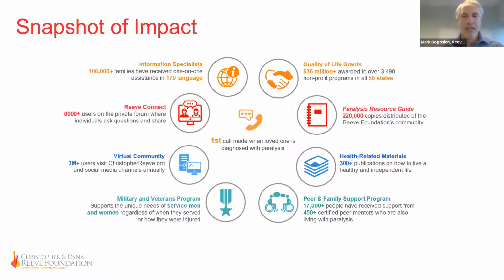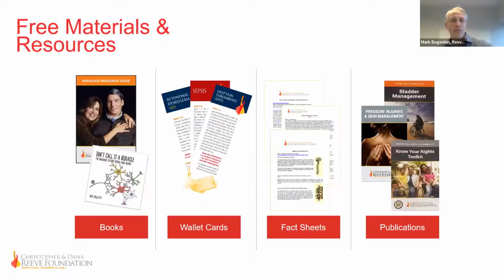And then just lastly, the National PRC provides free health-related resources and materials. And I'll show you what some of those just look like. Now, all of these resources are free, including our flagship publication, the Paralysis Resource Guide. We have wallet cards on sepsis, deep vein thrombosis, and other secondary conditions. There are publications on bladder and bowel management, pressure injuries, and even advocating for the rights of children living with paralysis. And we invite you to reach out to us for any and all of these materials that are on our website, either for your organizations or even for people you serve as well.